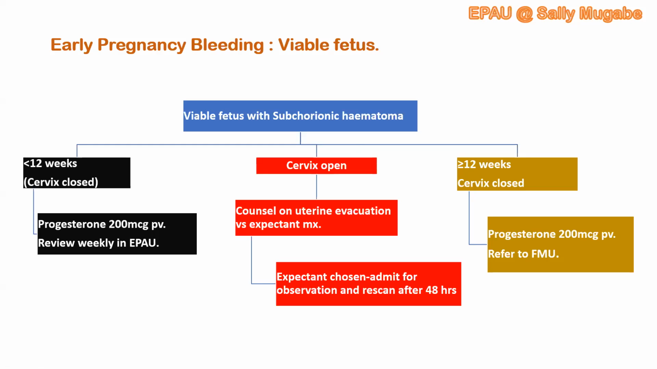So I'll repeat the last bullet again. We have a scenario, a viable fetus, of course, with subchorionic hematoma. If the pregnancy is greater than 12 weeks and the cervix is closed, or even if it is open, and the baby is still viable, these patients will be prescribed progesterone and referred to fetal medicine unit, where further assessment will be done, including assessment of the baby's anatomy. Sometimes we may make an effort to try and save a baby who has some defects not compatible with life. So it is important that these patients be referred to the fetal medicine unit so that the right things are done for them.